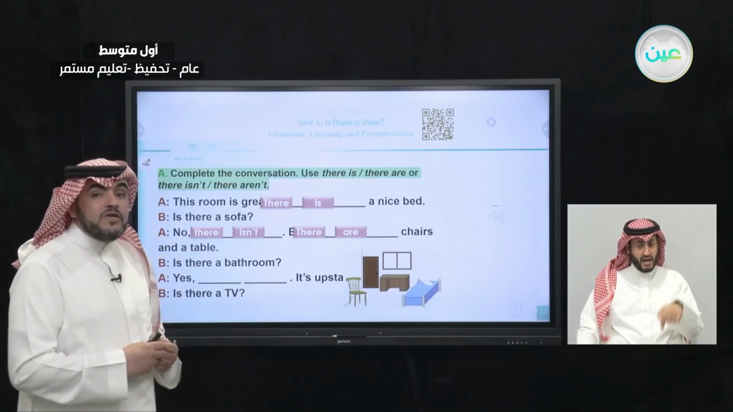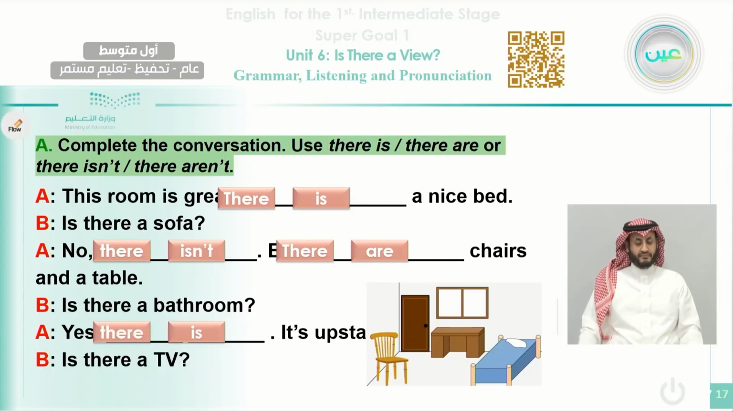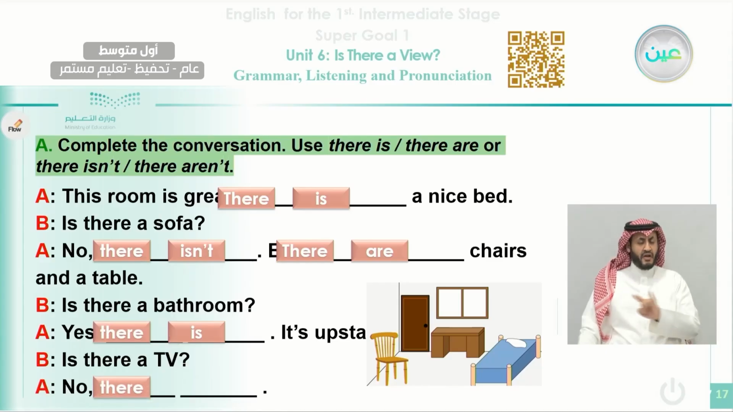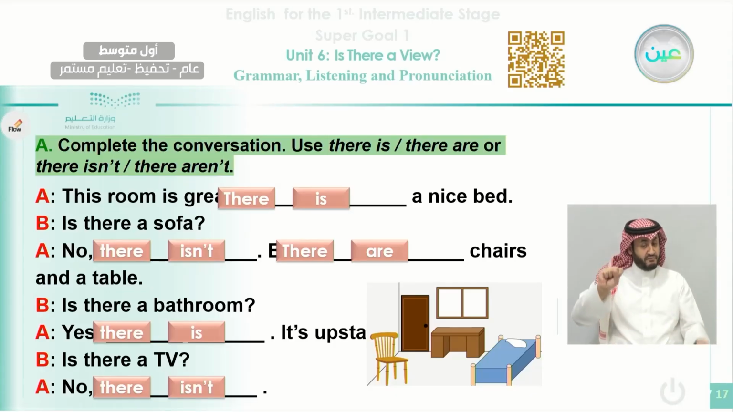But here, the question is a bathroom, one bathroom. We can say here, yes, there is. And the next question, is there a TV? Also, is there a TV? We're asking about the TV. We can say, no, there isn't. You can tell from the picture here.